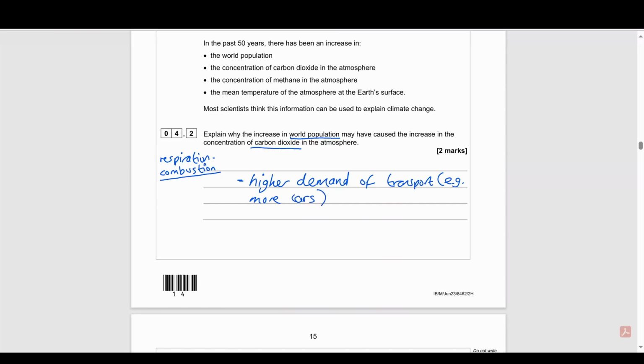Now remember then, to explain it so we can pick up the second mark, we've got to say what's happened to cause this concentration of carbon dioxide to increase. So there's going to be more combustion. And we remember that combustion is burning of fossil fuels.